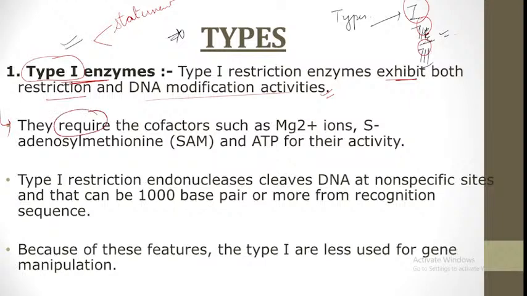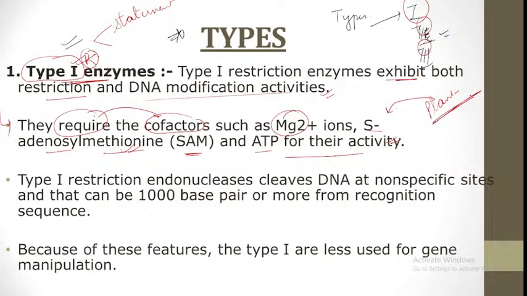They require cofactors. Remember that type 1 restriction enzymes require cofactors, for example magnesium 2+ and SAM, that is S-adenosyl methionine, and ATP for their activity. Now here you can correlate it to a specific plant hormone which uses S-adenosyl methionine for its biosynthesis. I won't be naming it here, but if you have worked properly, you will be able to correlate, because interlinking of units is very very important.